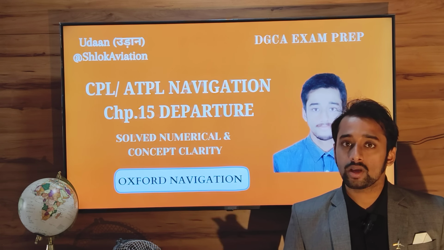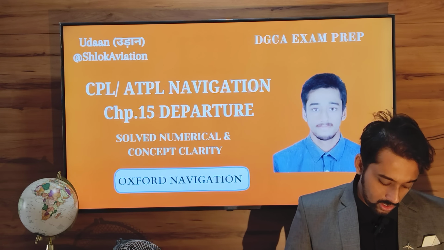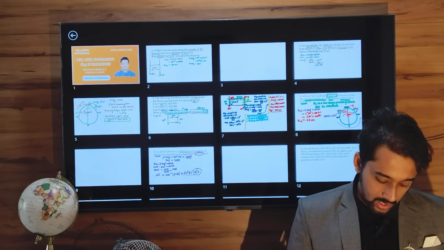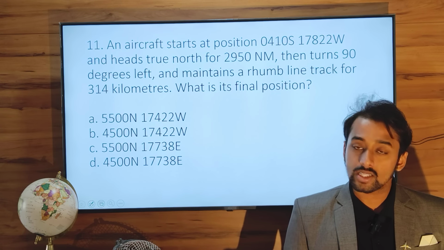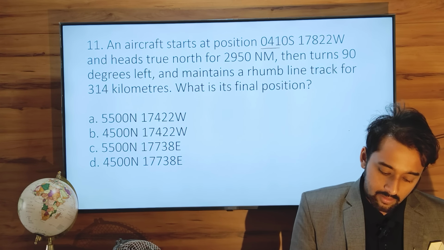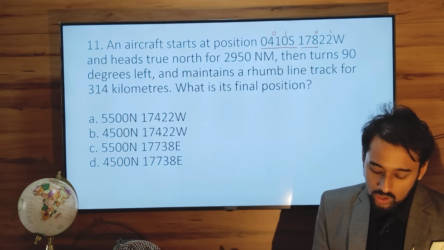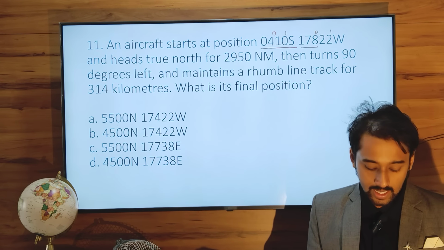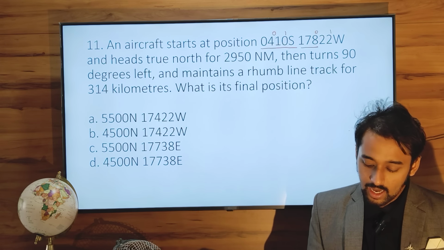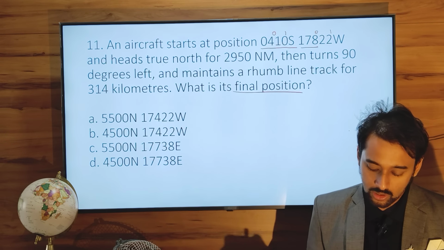So let's continue with our departure sum. The first question for today is question number 11. Aircraft starts at position 4 degree 10 minutes south and 178 degree 22 minutes west and goes true north for 2950 nautical miles. After that, it turns 90 degrees right, correction, left, and maintains a track for 314 kilometers. What is the final position?